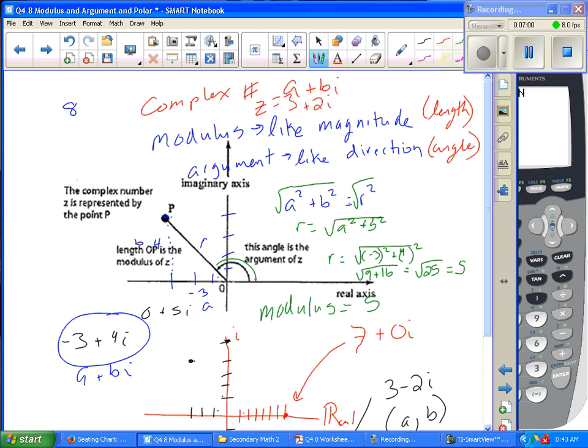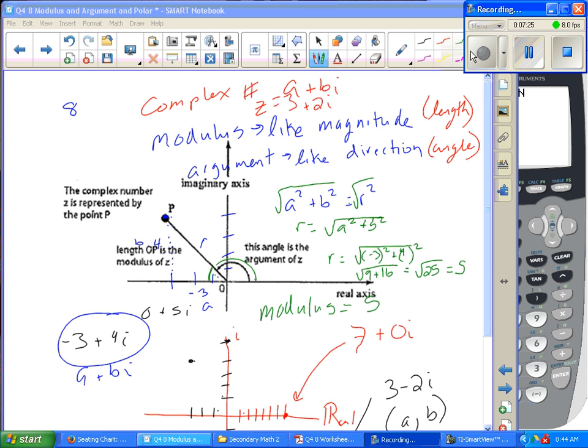Now, when I want to find that angle, I find it indirectly. I could first find this angle inside the triangle that I drew, and once I find the angle inside the triangle, if I subtract that from 180, then I'll have this other angle. So if I wanted to find the angle inside this triangle, how would I find that?